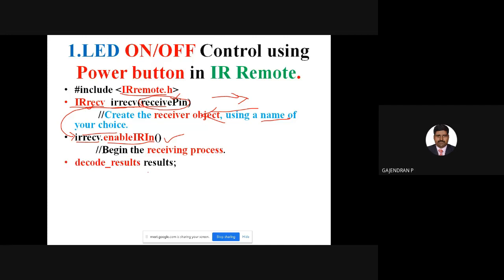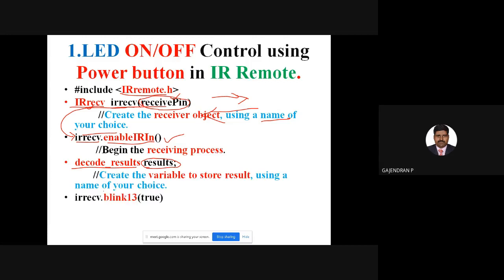What about the next one? I'm going to use one more variable to store the results. This is a user defined variable; you can give any name here, but the default is decode_results. Then after that, IR receive blink. See, this blink is the inbuilt function.